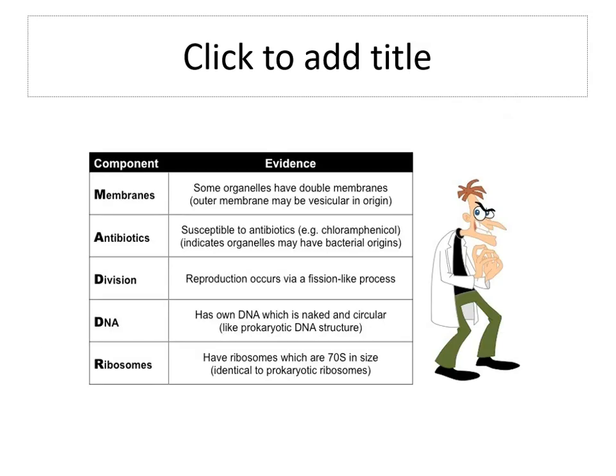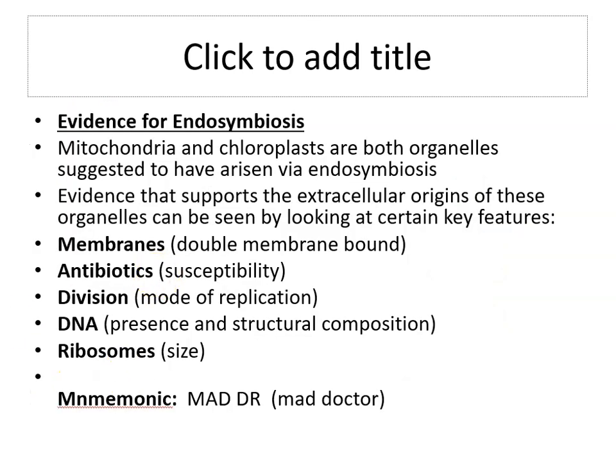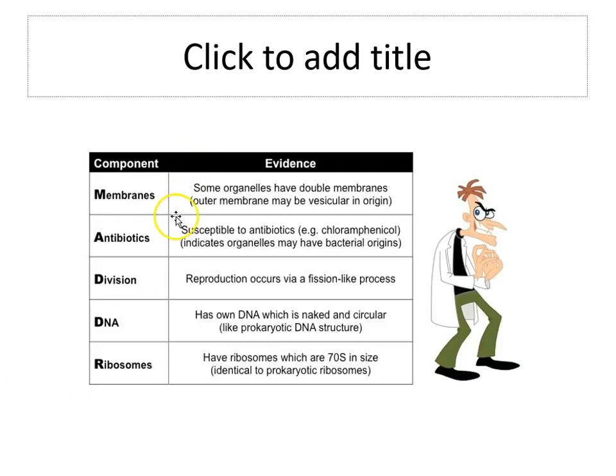And so the evidence for endosymbiosis, know this. This is a note card. Know this. Mad doctor. Membranes. Some organelles have double membranes. Mitochondria and chloroplasts have double membranes. Antibiotics. They're susceptible to antibiotics, like other prokaryotes.